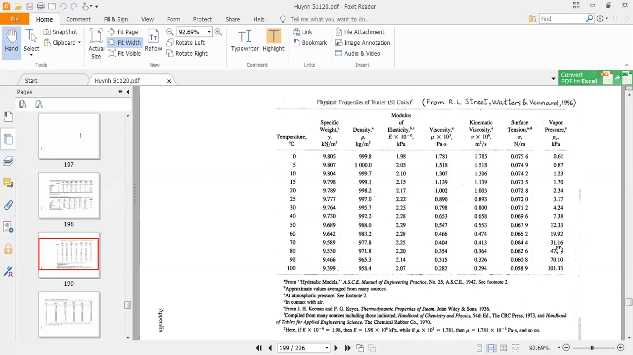But in this table, we only have 31.16, 47.34, 70.10. We don't have 35.65 kPa. How to find temperature based on this table? How to find? For example, at 31.16 kPa, we have temperature is 70. At 47.34, we have temperature is 80. But we don't have 35.65. How to find temperature?